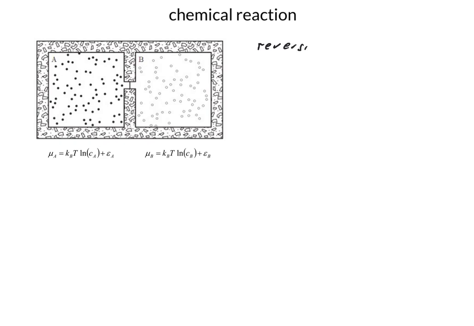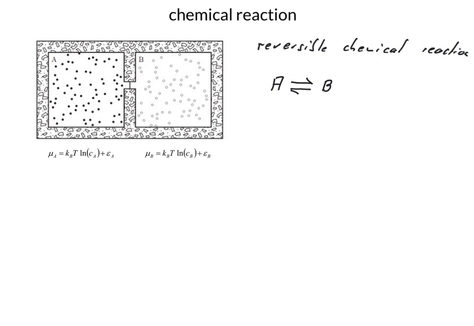Let's assume we have two compartments, A and B. A is filled with particles A and B is filled with particles B. Now at the beginning of our experiments, we take away the barrier between the two compartments, and the two particle types can interchange. Further, we assume that there may be a chemical reaction going on. Particle A can get particle B, and particle B can get particle A.